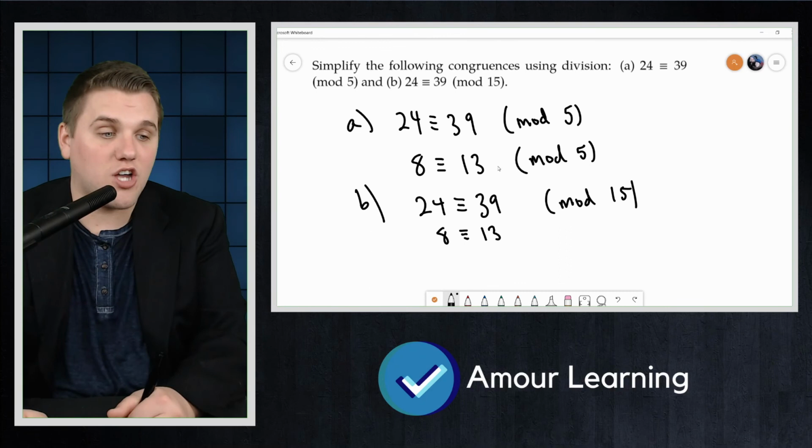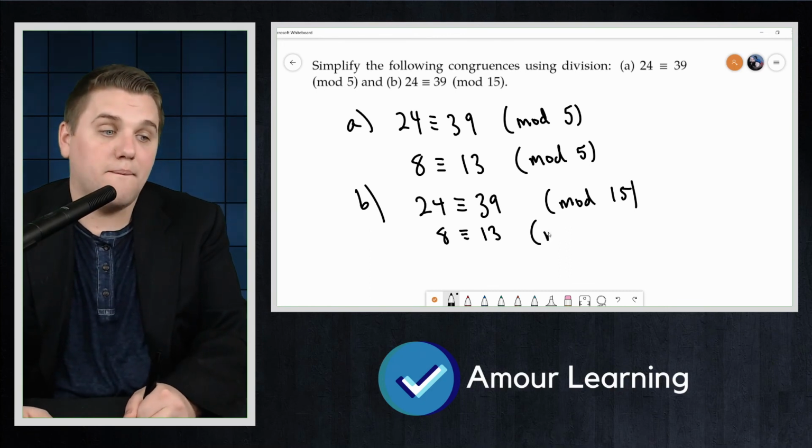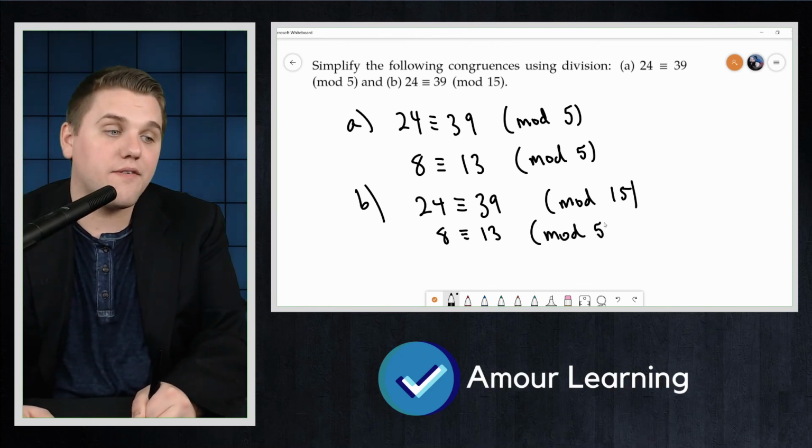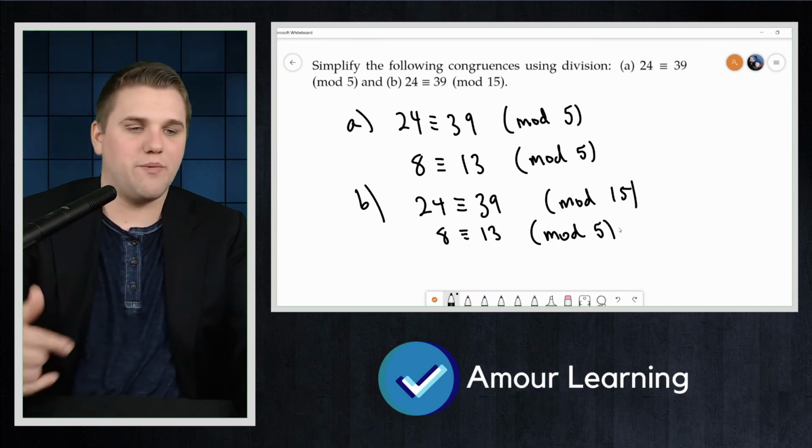So again, we get 8 is congruent to 13 mod 5, which is the same result as part A.